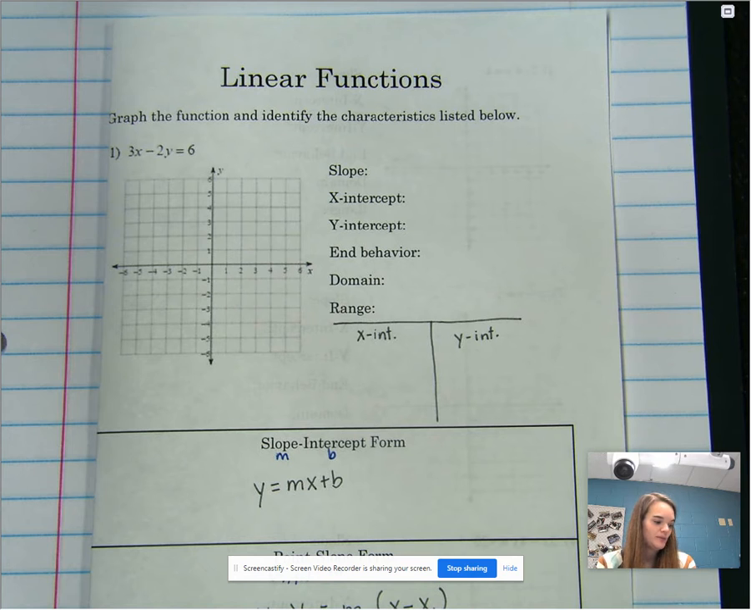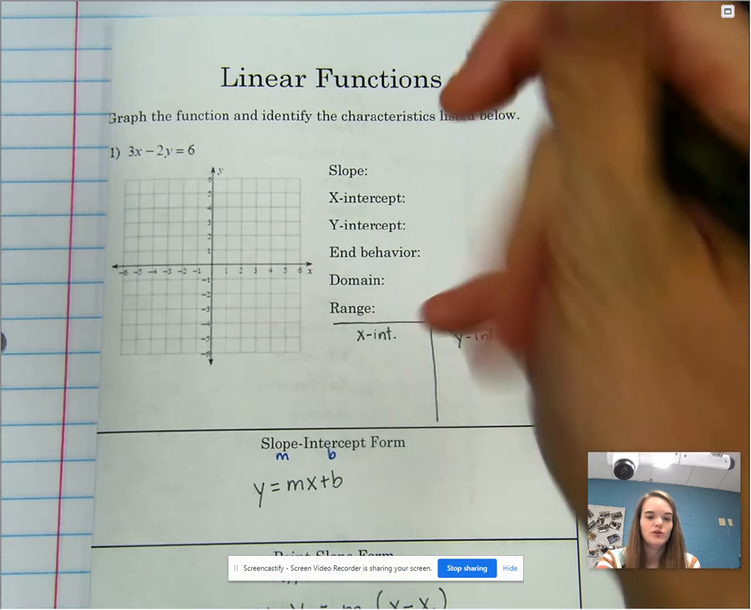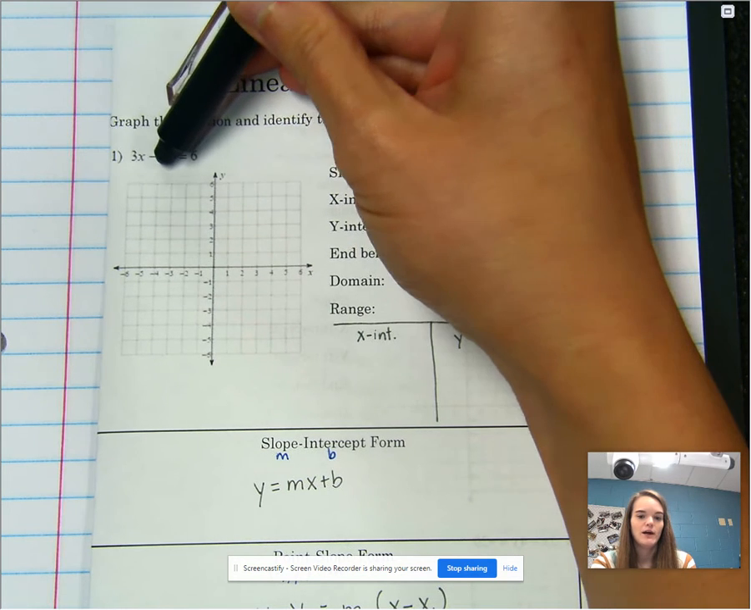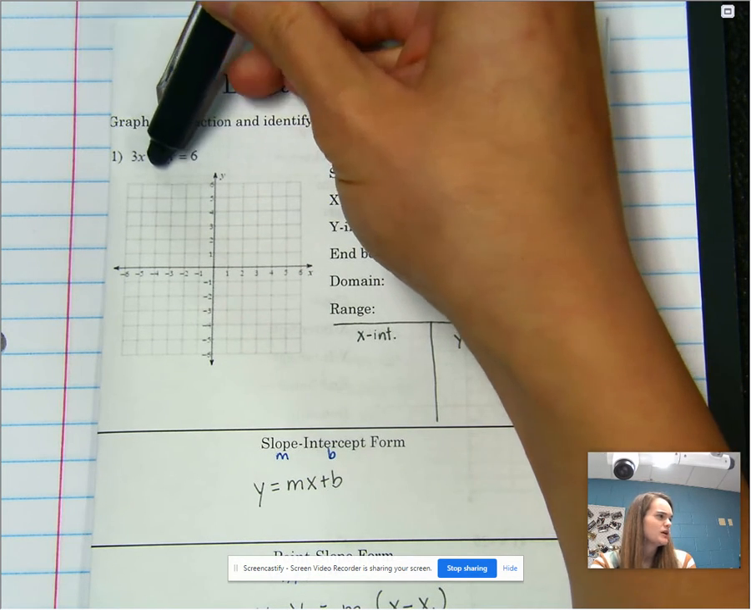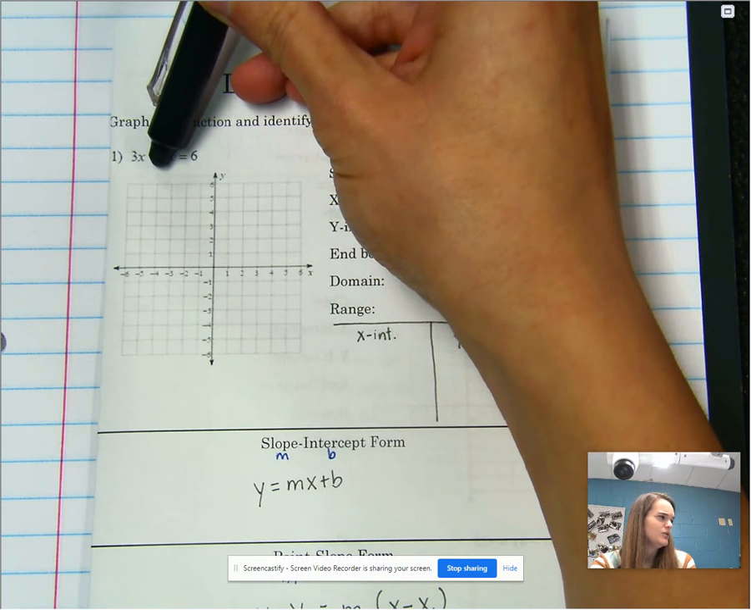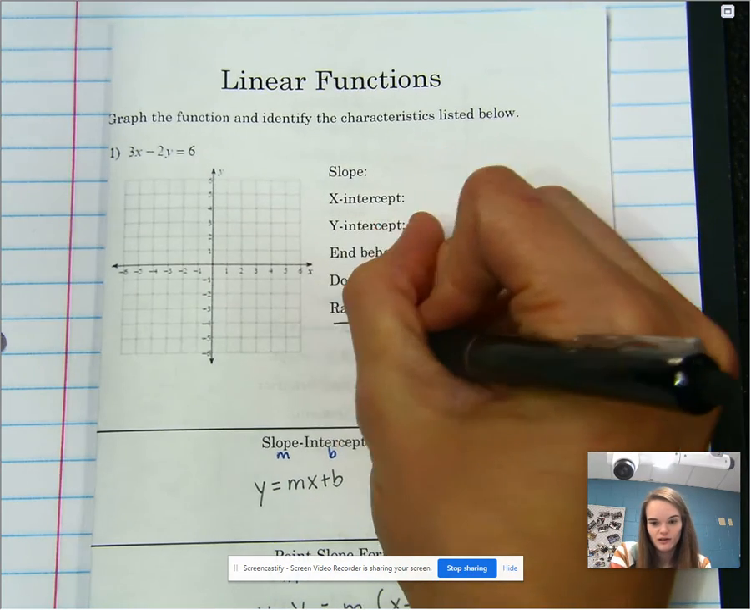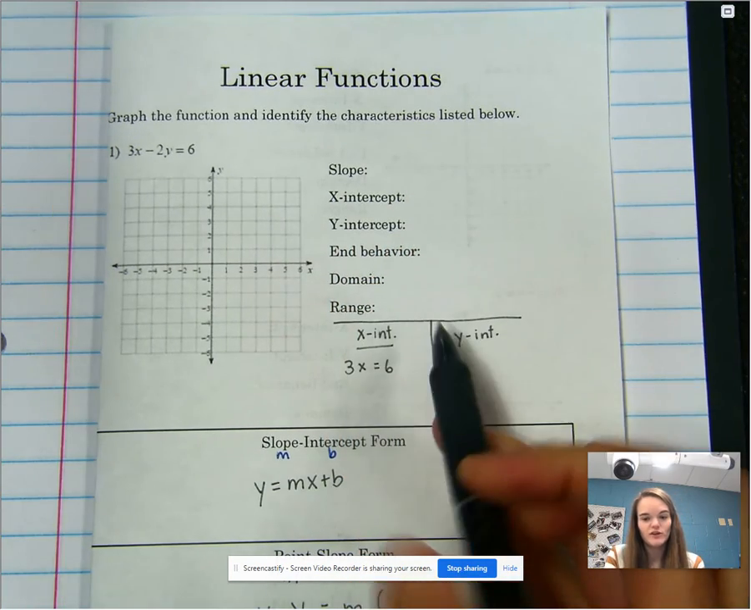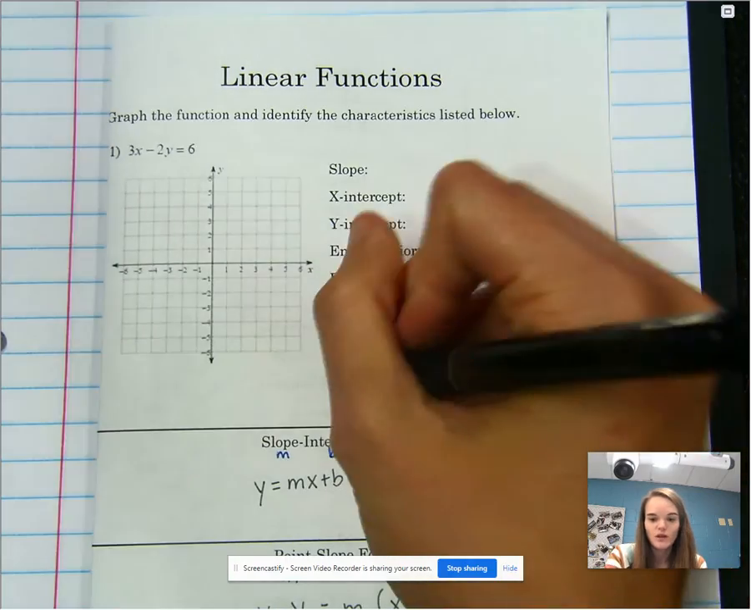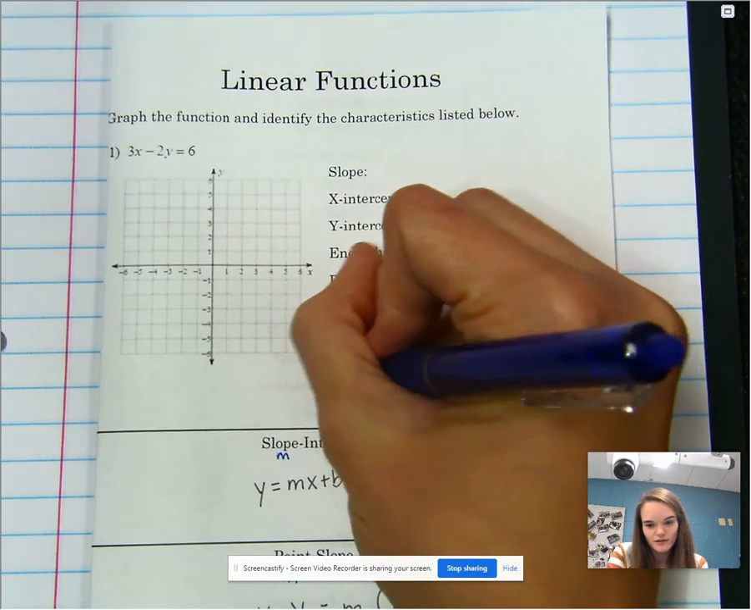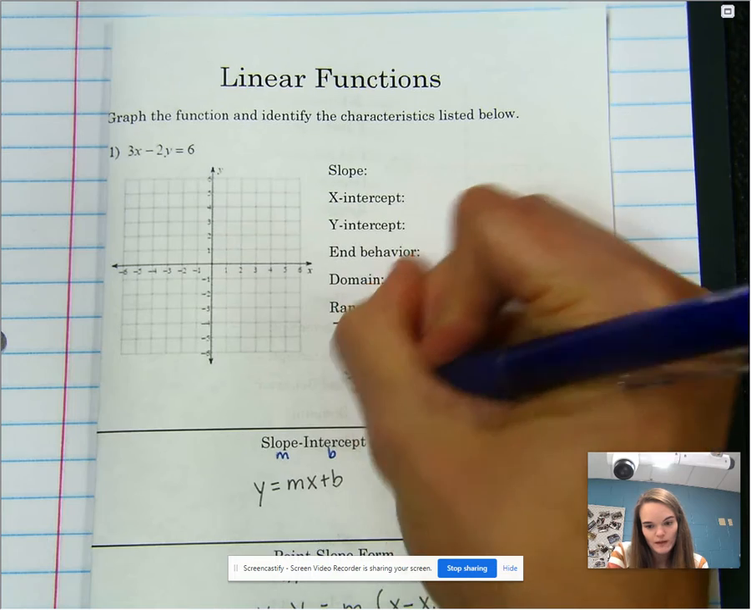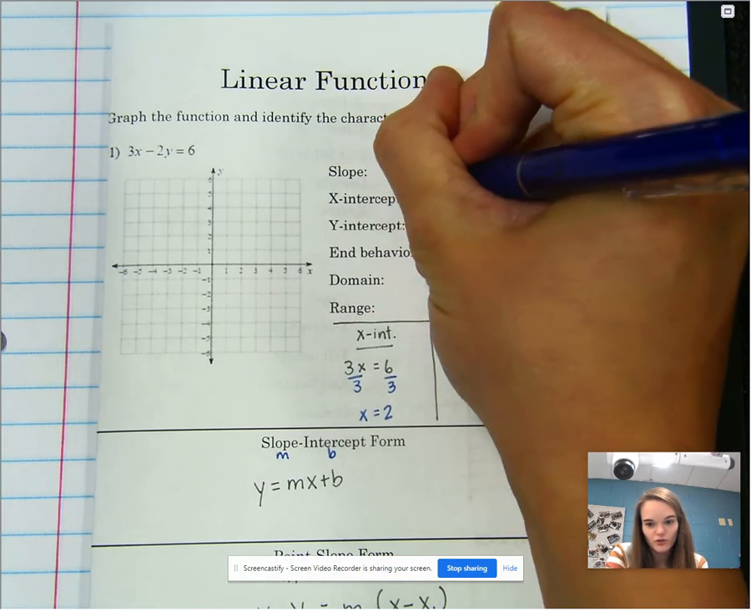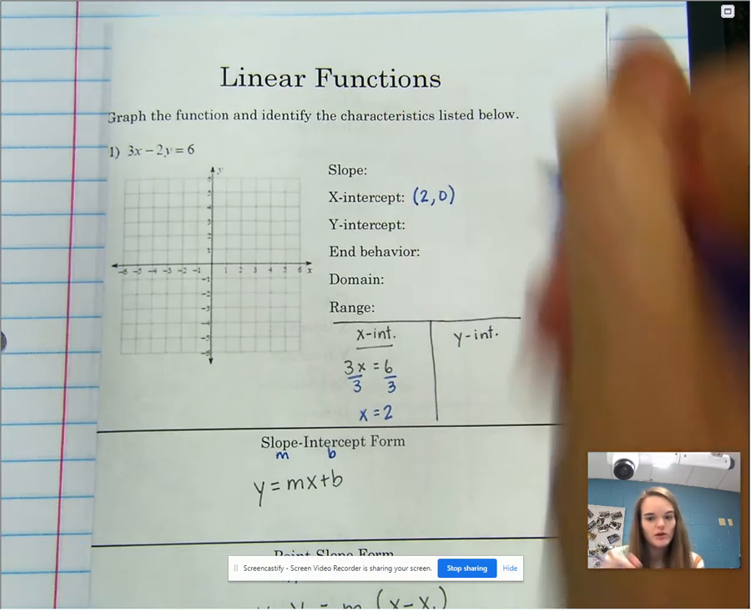The x-intercept means y is 0. So here's what we're going to do. If y was 0 right here, that means negative 2y would go away. So to find the x-intercept, we're going to cover up the y and have 3x equals 6. We're going to write that down. 3x equals 6. Solving this will give us our x-intercept. So divide by 3, and x equals 2. That means our x-intercept is (2, 0).